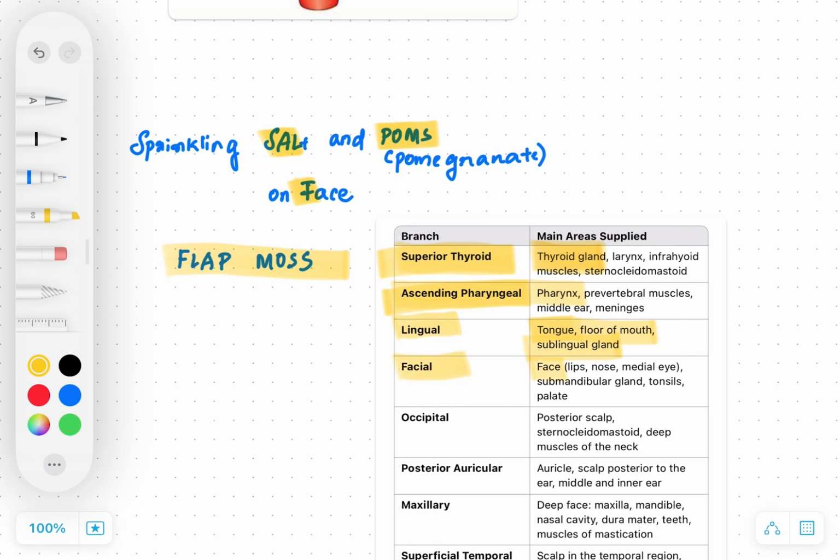Facial artery will supply the face including the lips, nose, medial eye, submandibular gland, tonsils and palate. Occipital artery, as it is a posterior branch, will supply the posterior scalp, sternocleidomastoid and deep muscles of the neck. Posterior auricular, it is also a posterior branch. It will supply the auricle, scalp posterior to the ear, middle ear and the inner ear.